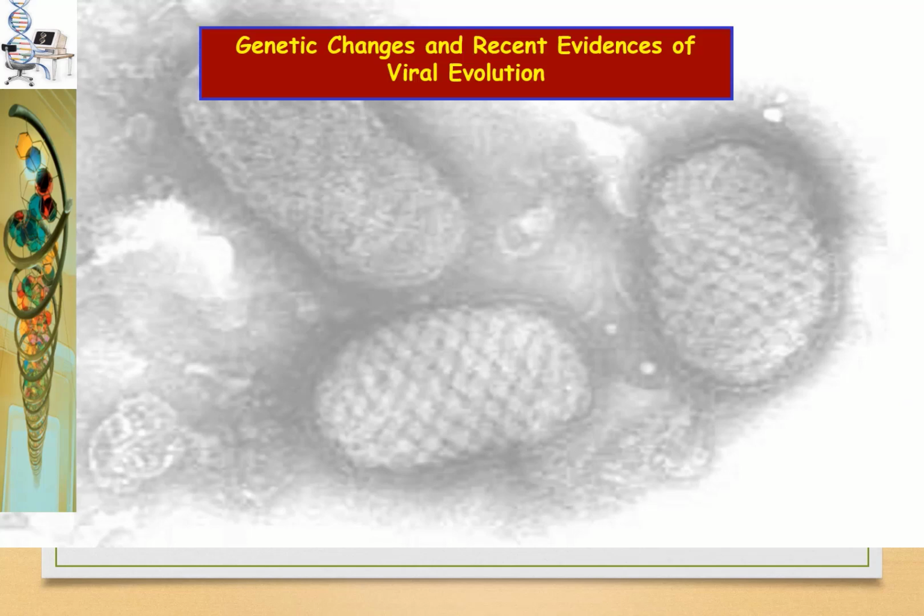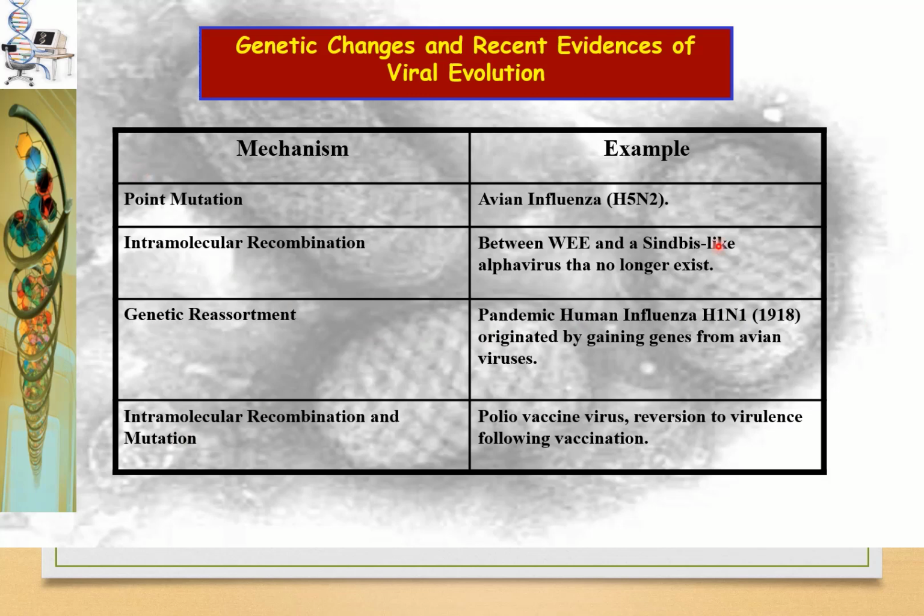Genetic change and recent evidence of viral evolution mechanisms. Example, point mutation: avian influenza. Intramolecular recombination between West Nile and alphavirus. Genetic reassortment: the pandemic human influenza H1N1 in 1918 originated by genes from avian viruses. Intramolecular recombination and mutation: poliovaccine virus, reversion to virulence following vaccination.